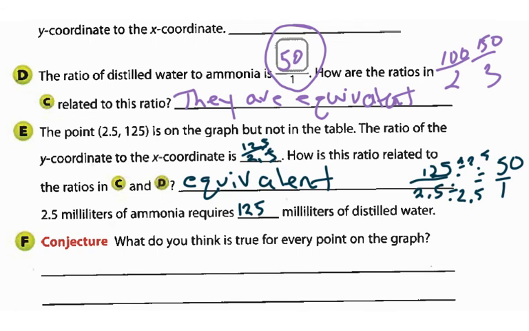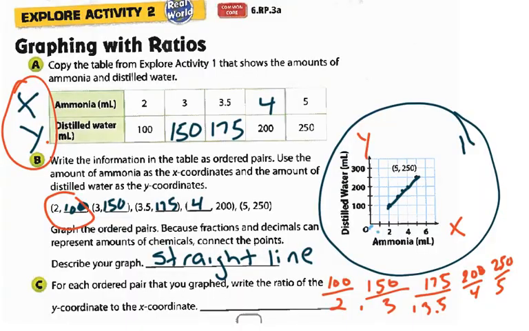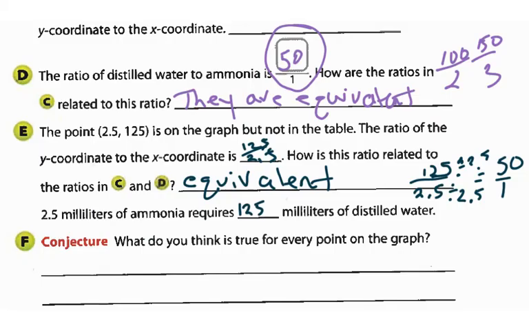Well, what do you think that graph shows? We're talking about ammonia and distilled water, right? So if I go back to the graph and we look at it, you see if I had 2 milliliters of ammonia, I had to have 100 milliliters of distilled water. If I had 3 milliliters of ammonia, I had to have 150 milliliters of distilled water, right? So what do you think is true for every point?